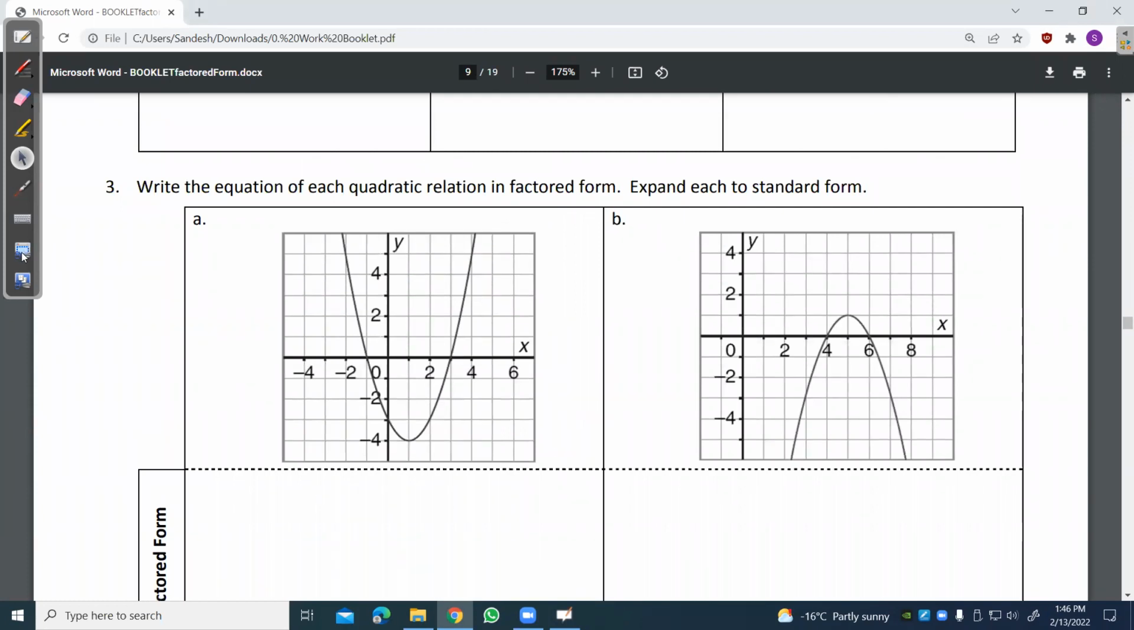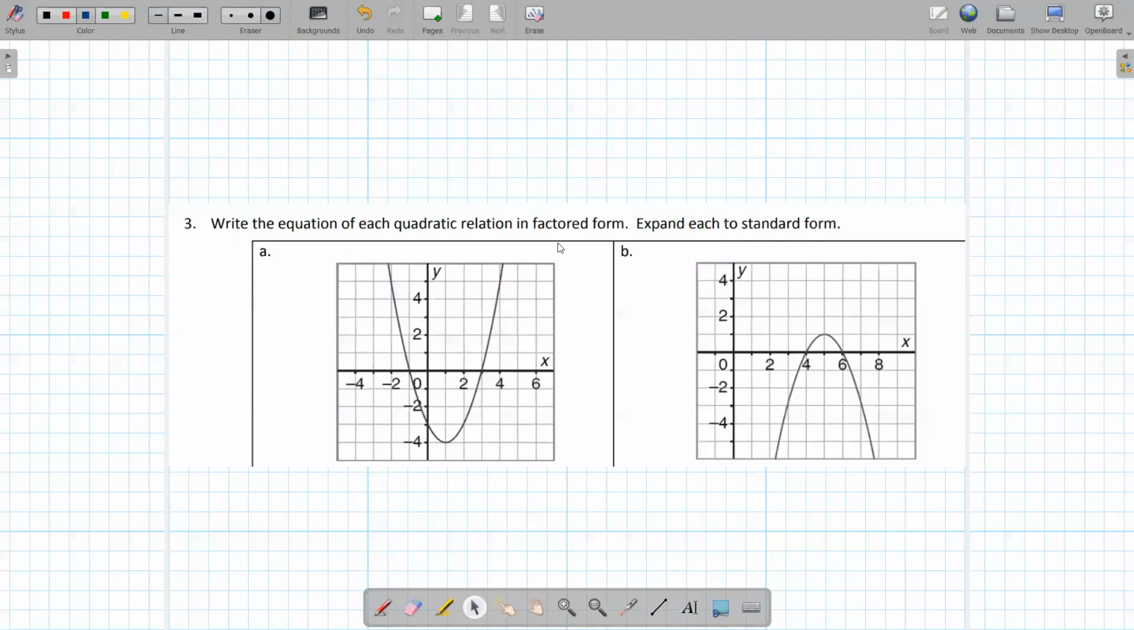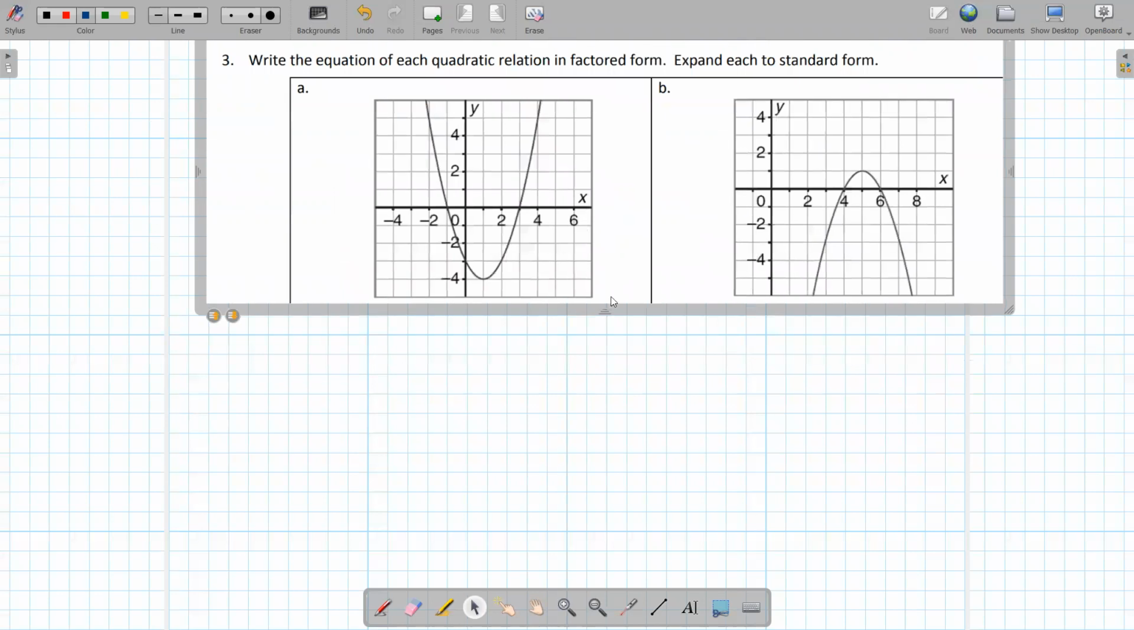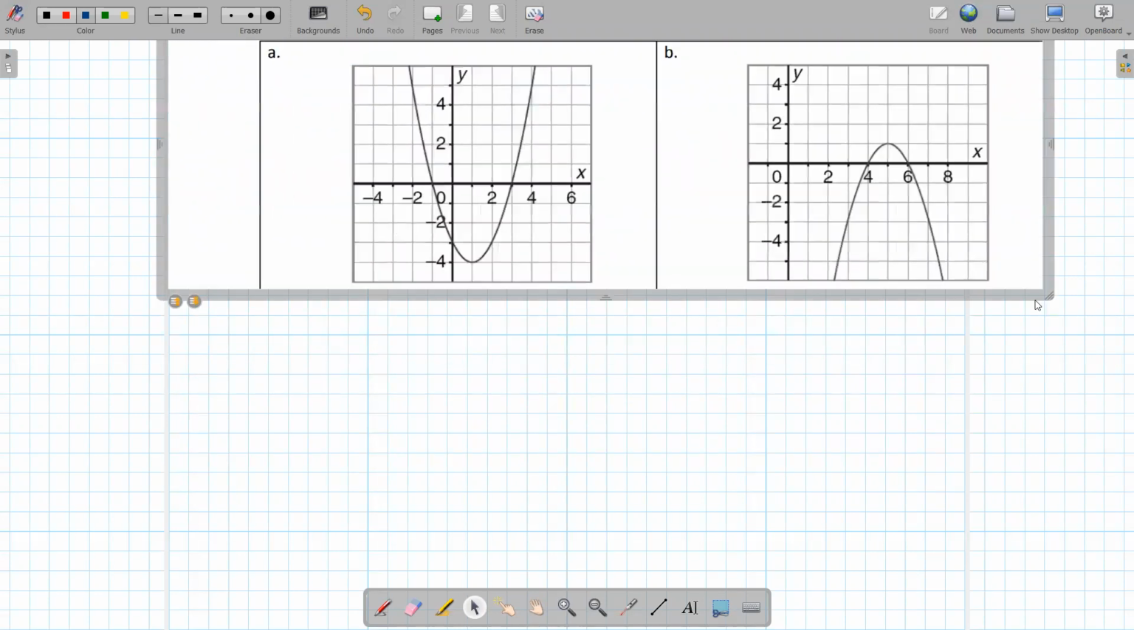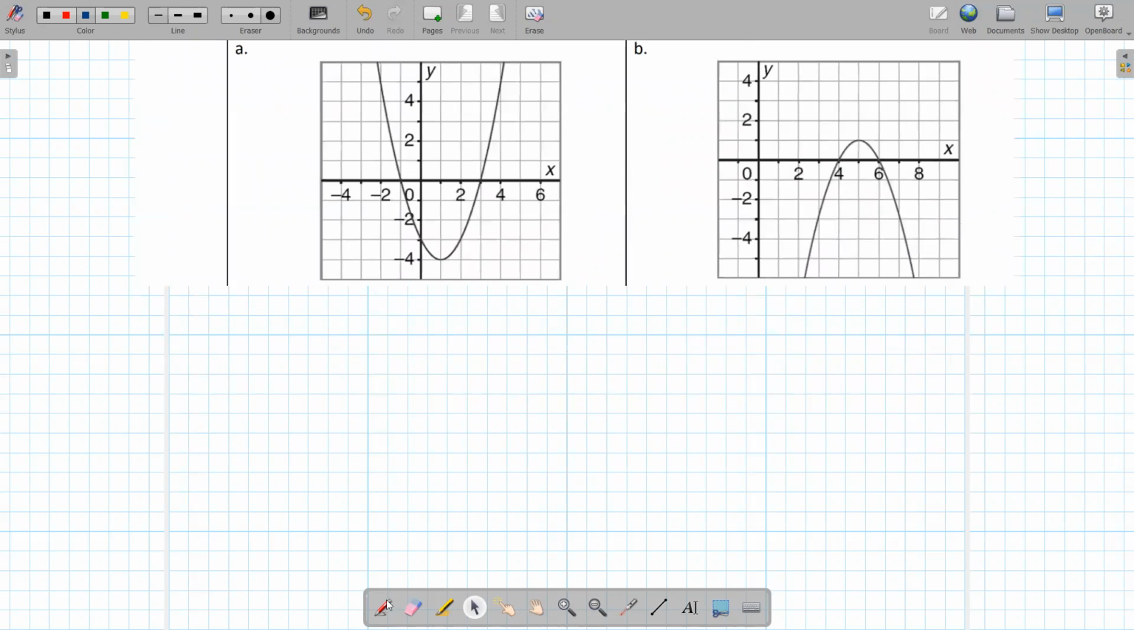Now what if they flip the script? So instead of giving us an equation and asking us to find the zeros, in both of these questions, they're gonna give us the zeros to start off with. Look at this. This one has zeros at 3 and at -1, right? So any ideas on how we could work backwards?